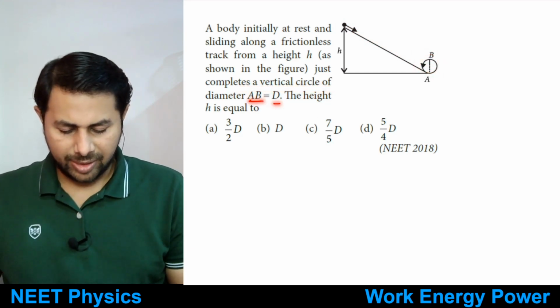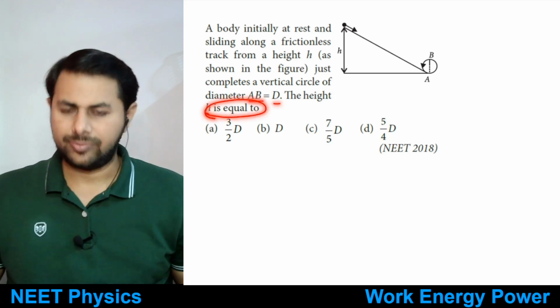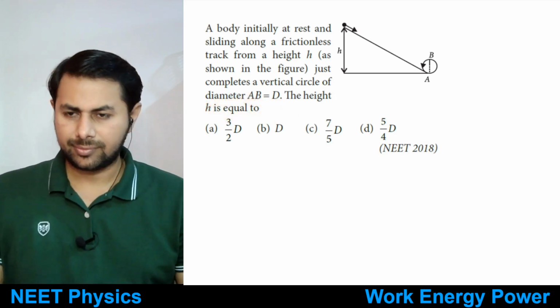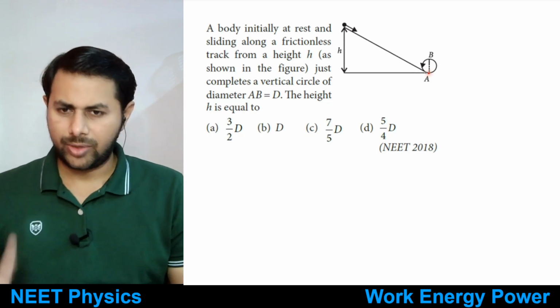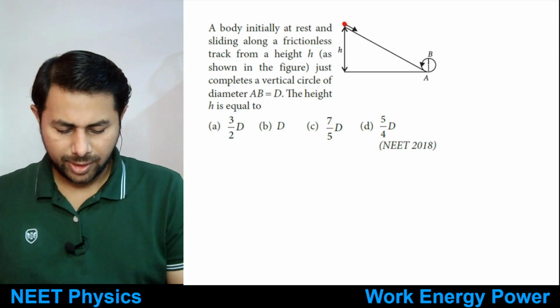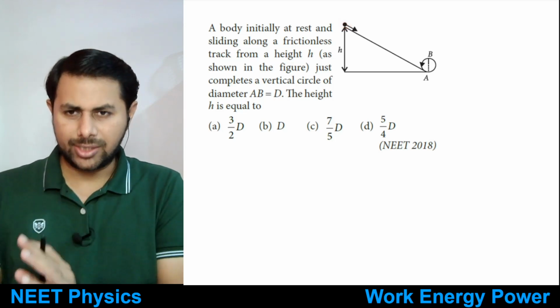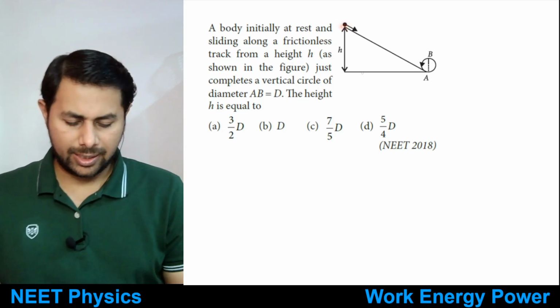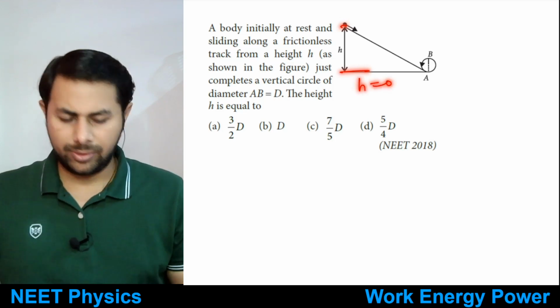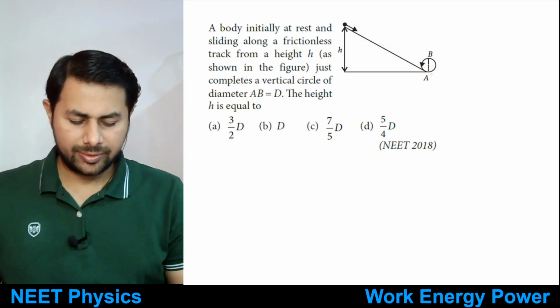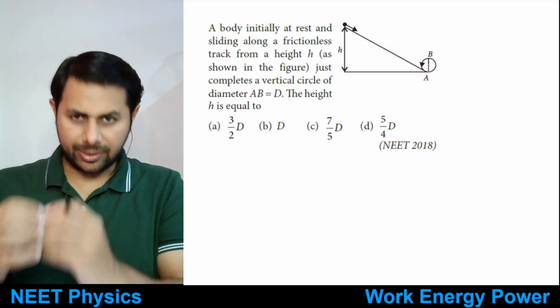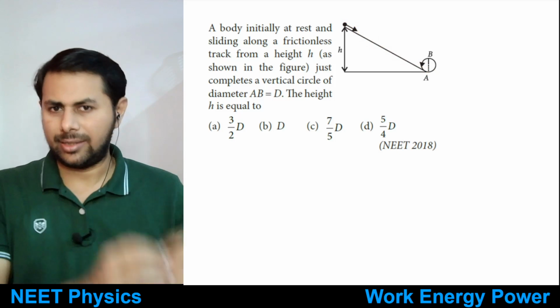Of diameter AB equals D. The height h is equal to... tell me. So that's very simple. Here, the object only has potential energy at this point, and you can choose this height to be equal to 0. The object only has kinetic energy at this point, right? So its energy gets converted from potential at top to kinetic at bottom.